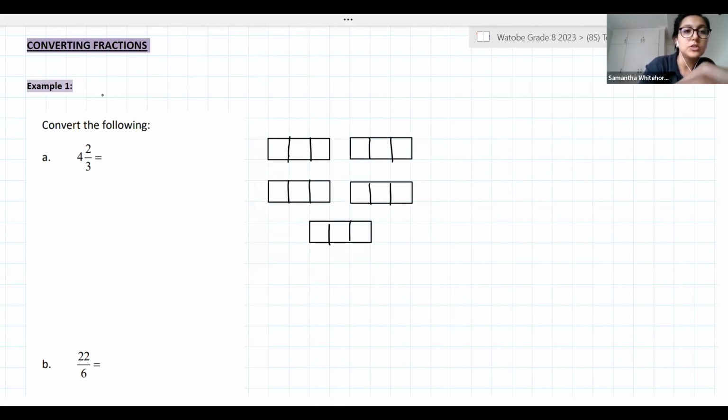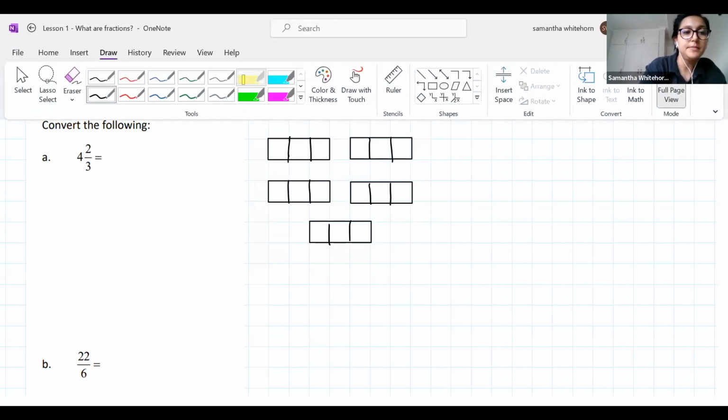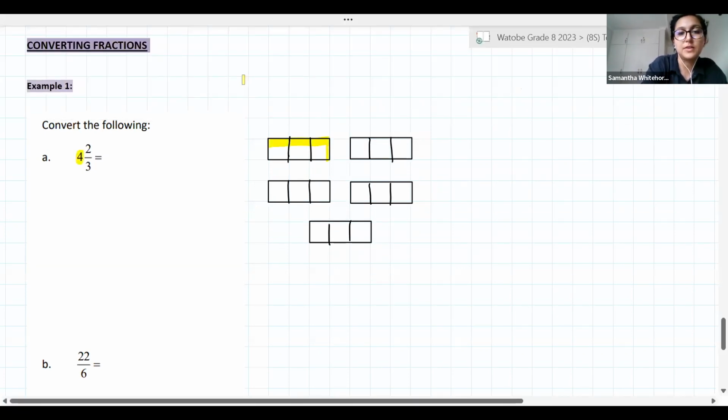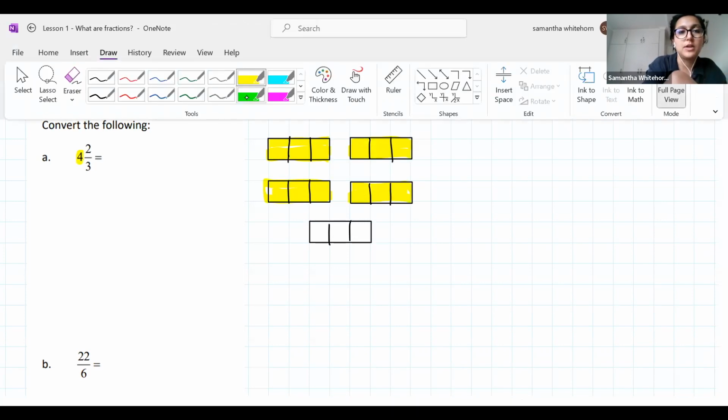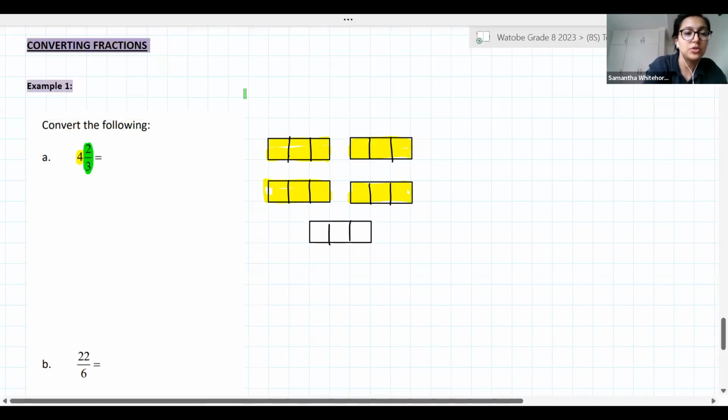The 4 wholes, so the whole number part of my mixed number, is an entire rectangle shaded, and there's 4 of them because of that whole number in front. And then my fraction part that I'm working with is 2/3. So 2 of the 3 blocks are shaded in.